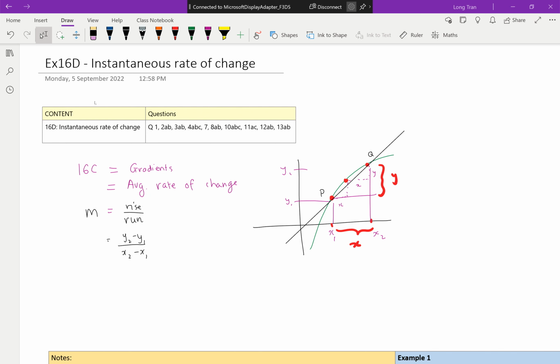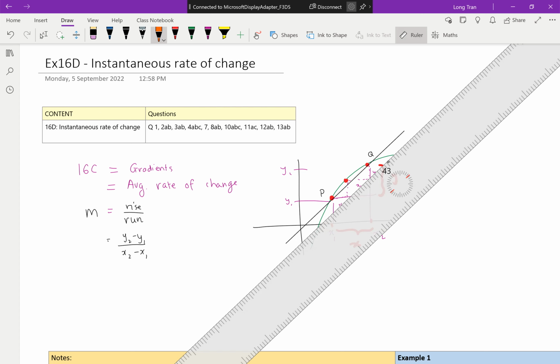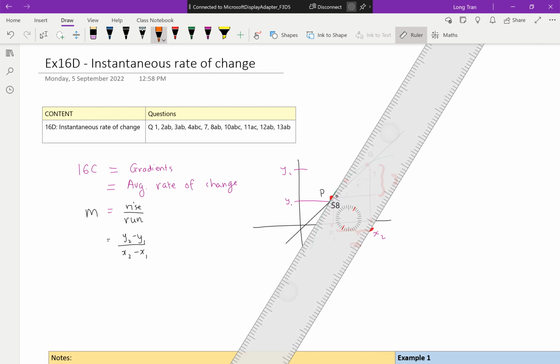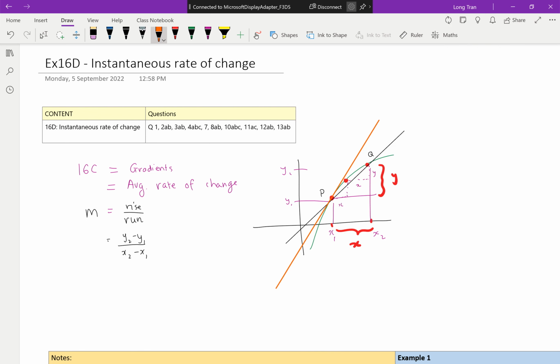Now, gradients, let's think about it. How many points did I need in order to draw that straight line? What's the minimum number of points? 2, okay? So I need 2 points. Now, when they talk about instantaneous, so not average anymore, instantaneous means exactly in that one spontaneous moment, right? They want you to find the rate of change, meaning they want you to find, well, what if I don't want it between 2 points, but I want to know what is the gradient, say, at P.